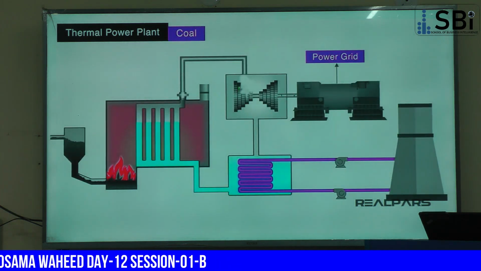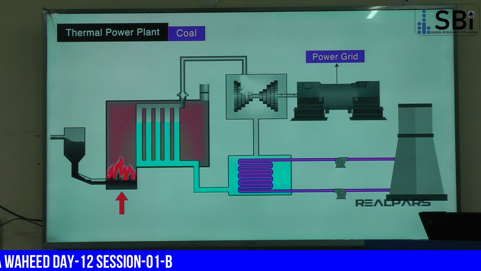A coal power plant works in much the same way, but instead of a nuclear reactor heating water to make steam, the heat from the burning coal powers a steam turbine.